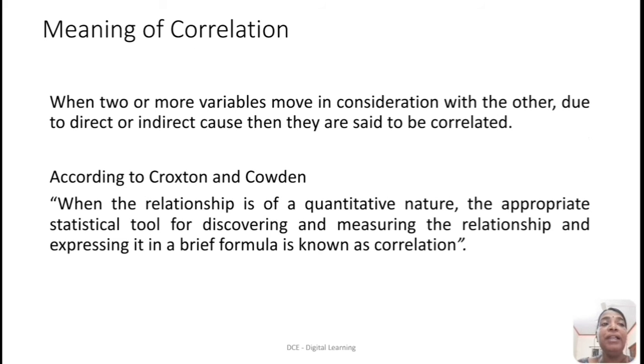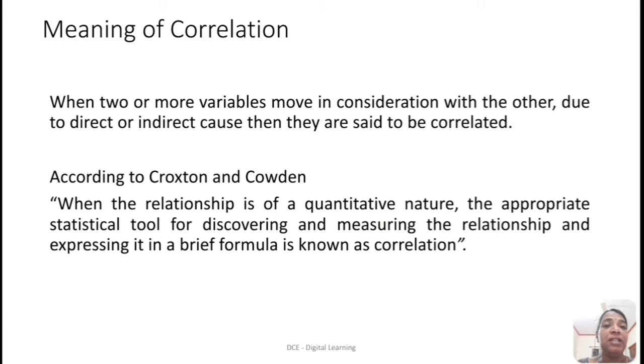Now let us understand the meaning of correlation. When two or more variables move in consideration with the other due to direct or indirect cause, they are said to be correlated. Say, for example, you are purchasing machinery. As the years increase, the maintenance cost increases and repair cost also increases. So the two variables x and y move in consideration with each other.